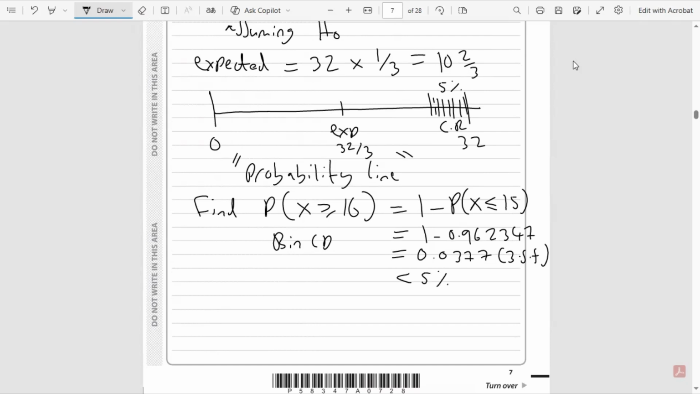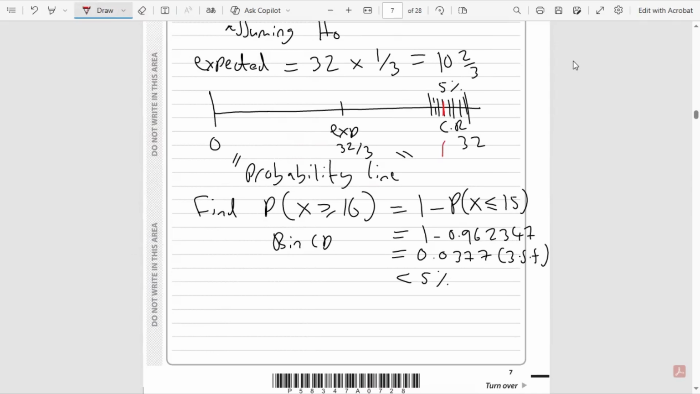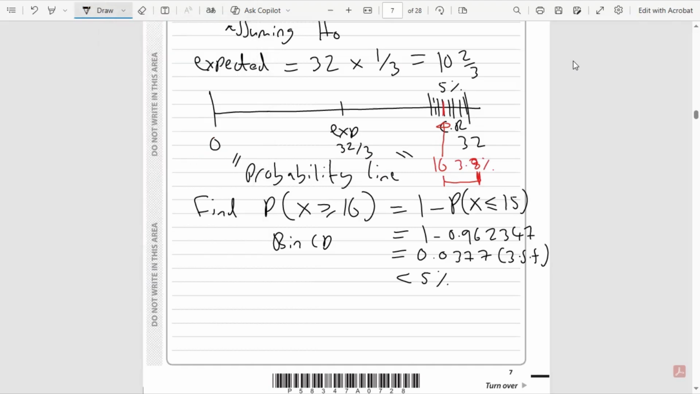So that tells us that the number 16, let's use a different color here, is somewhere in this critical region up there, because the probability on this part of the number line is about 3.7%, or I say 3.8% to 2 sig figs, which is lower than the 5%. So what does that mean? Well, 16 is really far away from what we expected, so we have to reject H0.